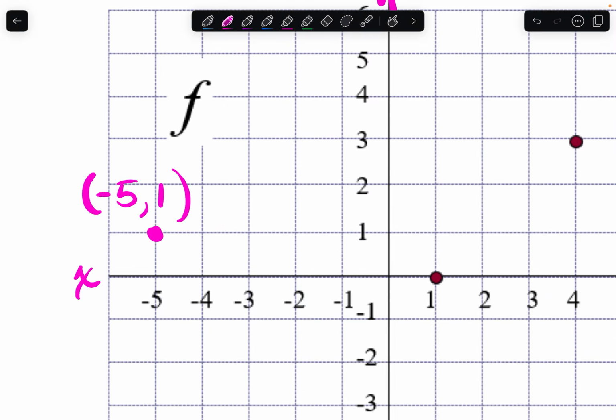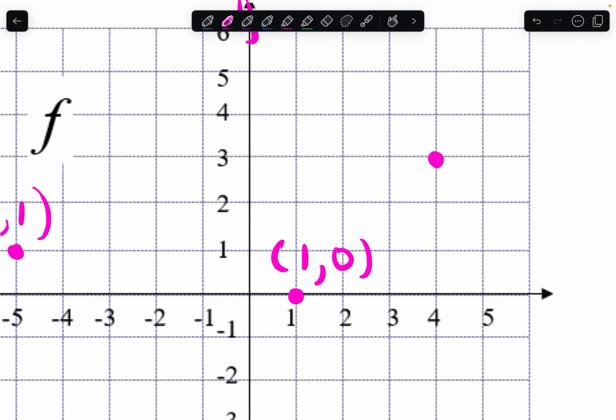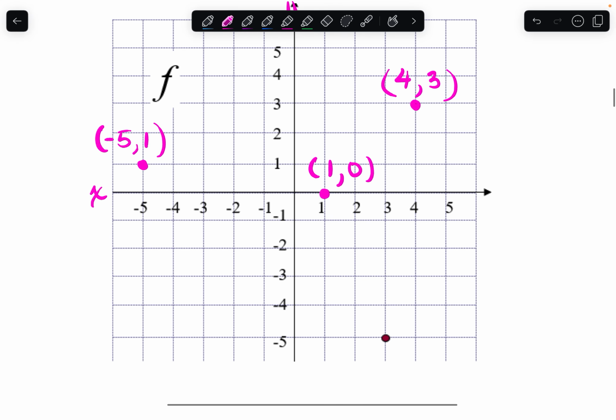This second point here, since I can see this one, we went out to 1 on the x-axis. We didn't go up or down. We're still on the x-axis, so we did not go anywhere, so 0 on the y-axis. Third point up here, we went out to 4 on the x and up to 3 on the y. And then this hidden one down here, we went out to 3 on x and down to -5 on y.